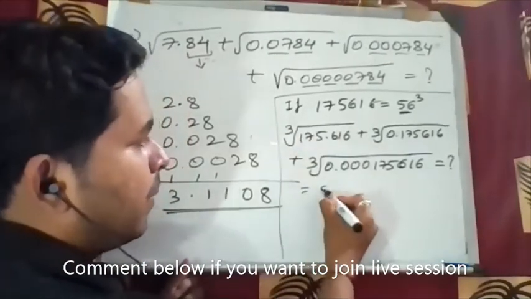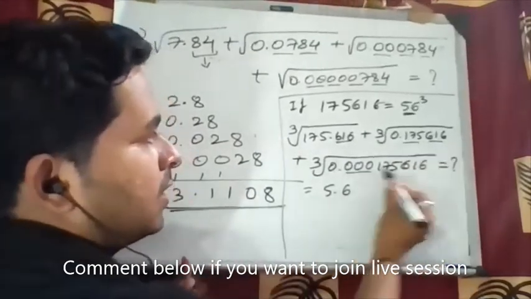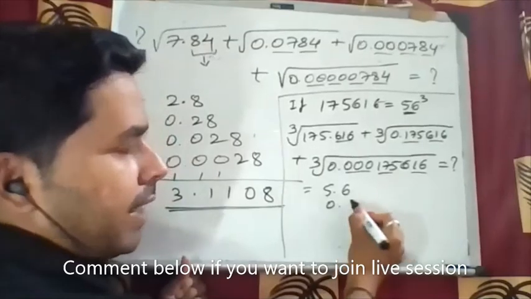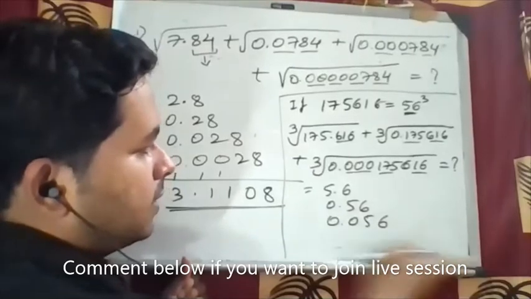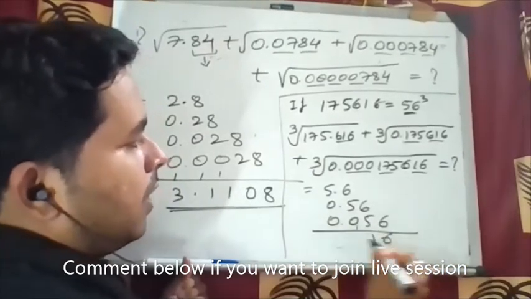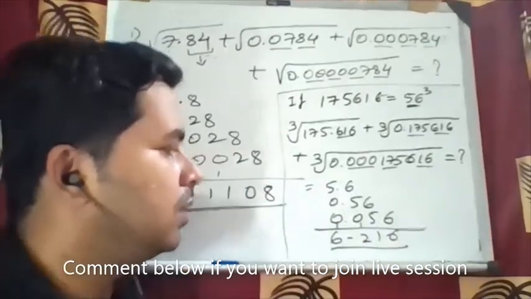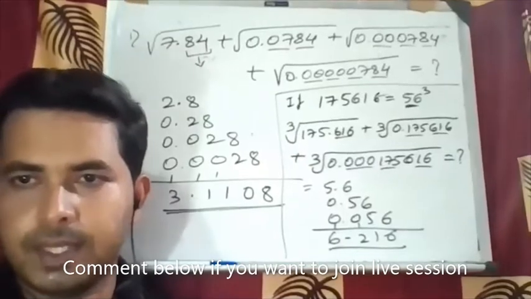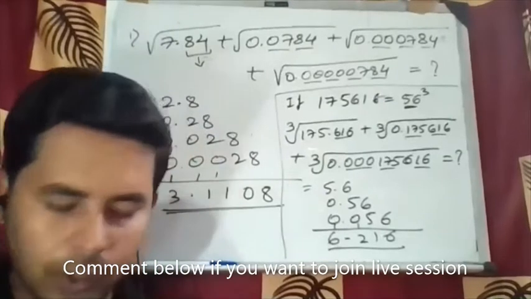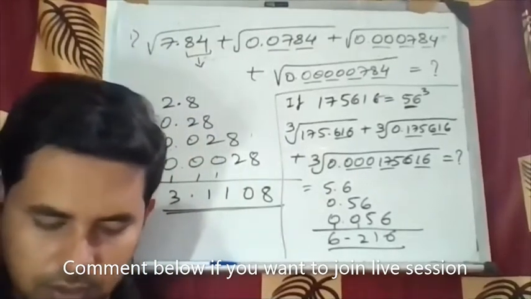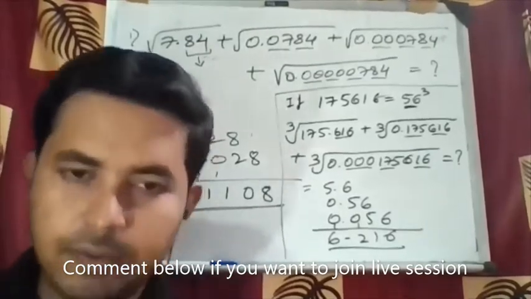Okay. So what is the answer of the first one? What will the first one be? 5.6, because it has only one group. The second has 2 groups. The third has 3 groups. 5.6. The second one has 2 groups. The third one has 3 groups. So add this: 6, 1, 12, 6. 6.216 is the answer. Okay. So this is how you have to do the square root and cube root when it is in decimal values.